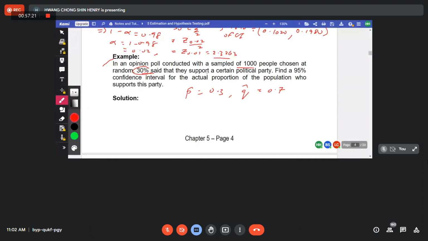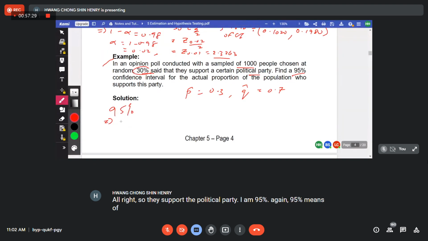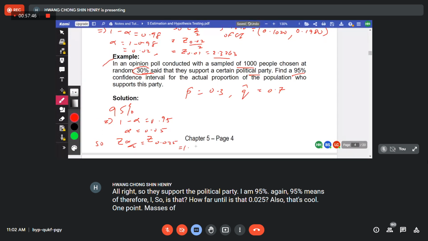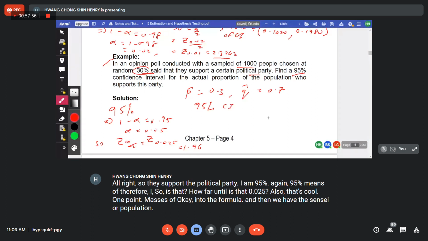So they support the political party. Find 95%. Again, 95% means your alpha is what? 0.05. So z alpha over 2 is z 0.025. What's your z score? 1.96. Okay, put into the formula and then calculate the 95% CI for population proportion.